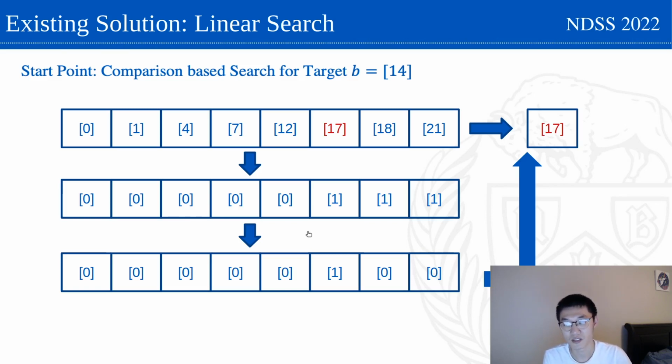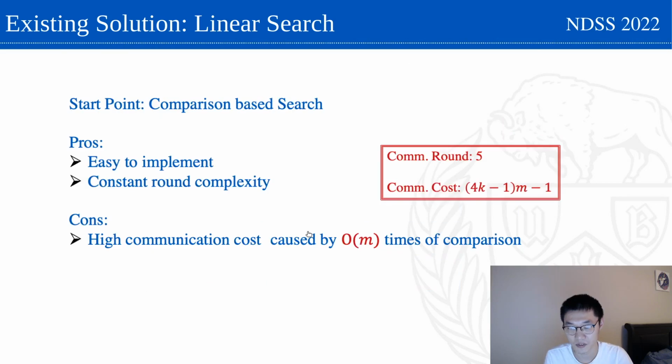As shown in this example, the idea of the linear scan is that we do comparisons between the target value and all the elements to generate a tag array where the target location is 1 and all other places are 0. After that, we can do a dot product between the tag array and the original array to take out the target element.